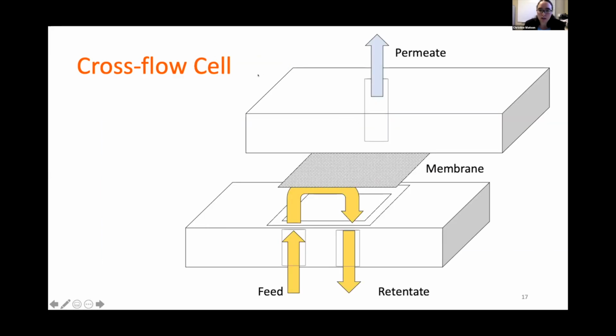This is a diagram showing what's going on in that crossflow cell. You have your feed stream coming in here. It introduces turbulent flow up against the surface of the membrane and flows out into your retentate feed. Then above the membrane, you have a permeate port with the permeate feed coming out the top.